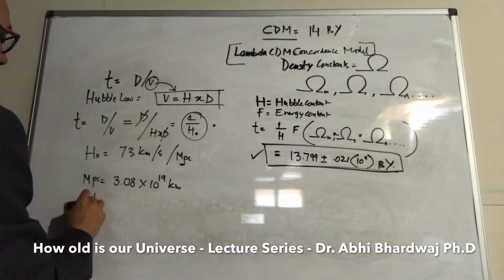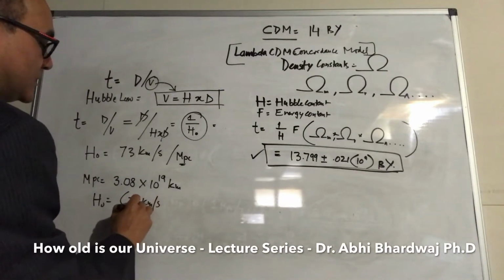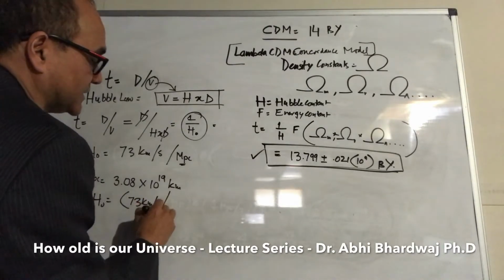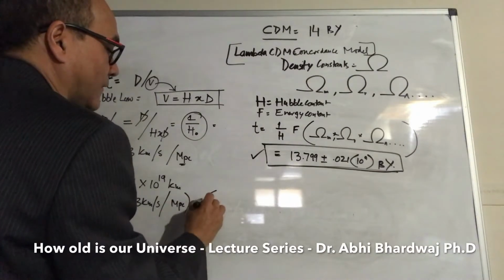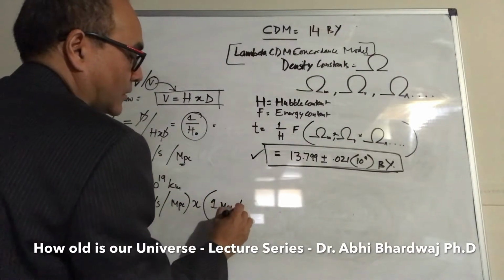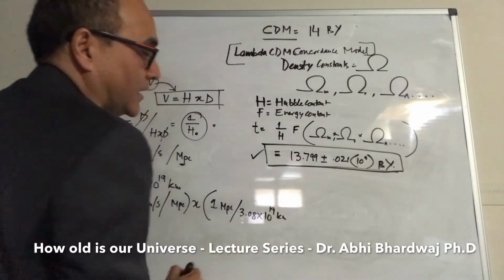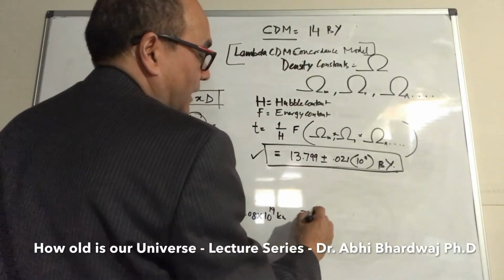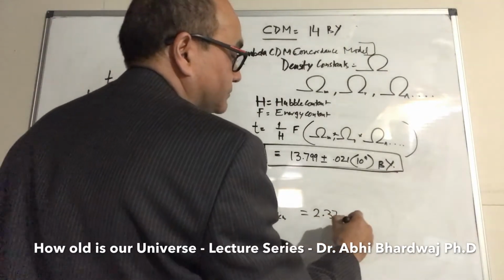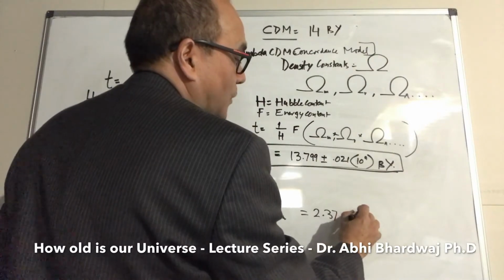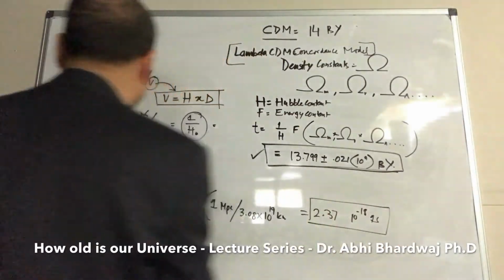Once we know that, we can go back to our Hubble constant and plug in the information, which is 73 kilometers per second per Mpc, times 1 over Mpc divided by 3.08 multiplied by 10 to the power 19 kilometers. This is going to give us a number. If you calculate, it's going to give you 2.37 times 10 to the power minus 18 per second. So this is the value you're going to get for your H.